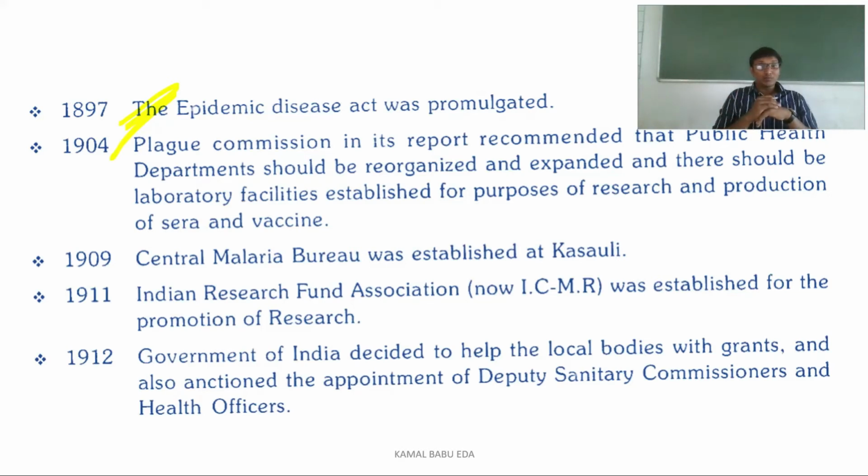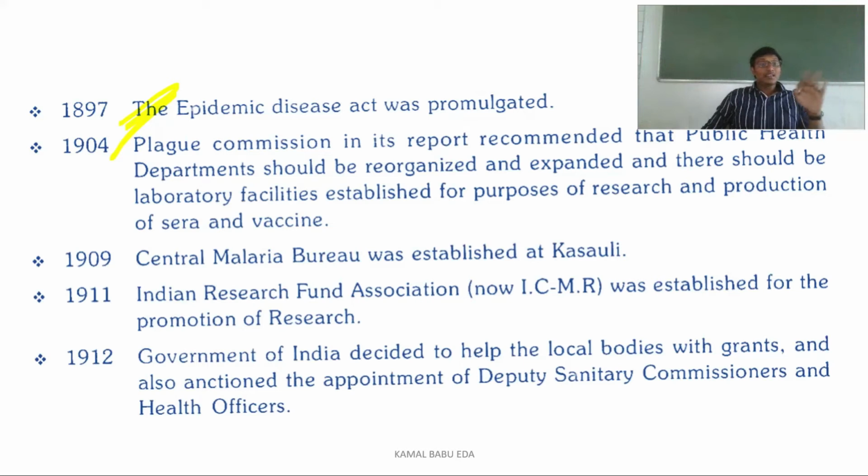And in the year 1904, the Plague Commission reported and recommended that the public health department should be recognized, that there is a definite need for expansion, and a definite need for laboratory facilities. They also established purposes of research and production in the area of sera and vaccines. So in 1904, the Plague Commission said what the need is for public health departments, for expanding laboratory facilities, for expanding research and production, and for increasing serum as well as vaccines. They mainly gave the report in these areas.